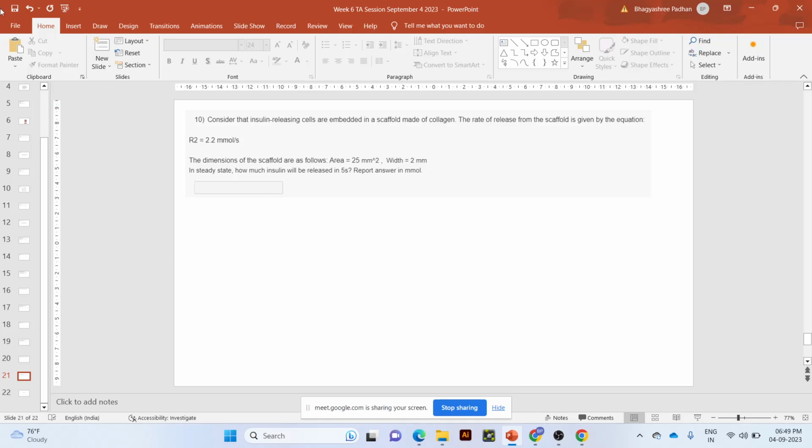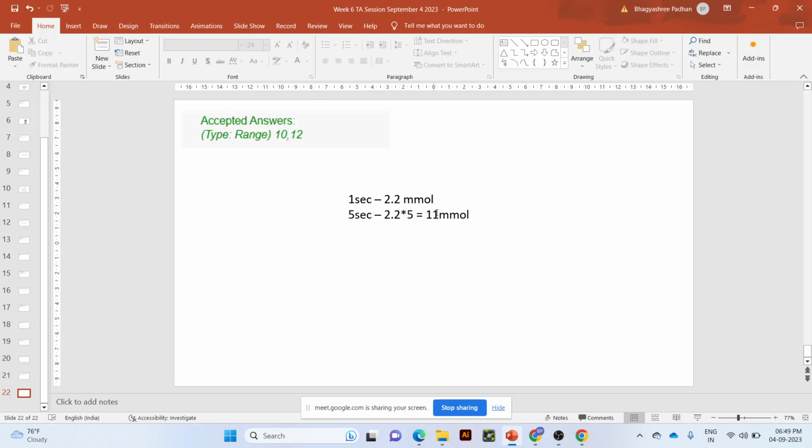So here R2 is given as 2.2 millimole per second. The dimensions, area and width, we are not going to use while solving this. So in 1 second it is releasing 2.2 millimole. So in 5 seconds it will release 2.2 times 5, that is 11 millimole. So 11 will be the correct answer.